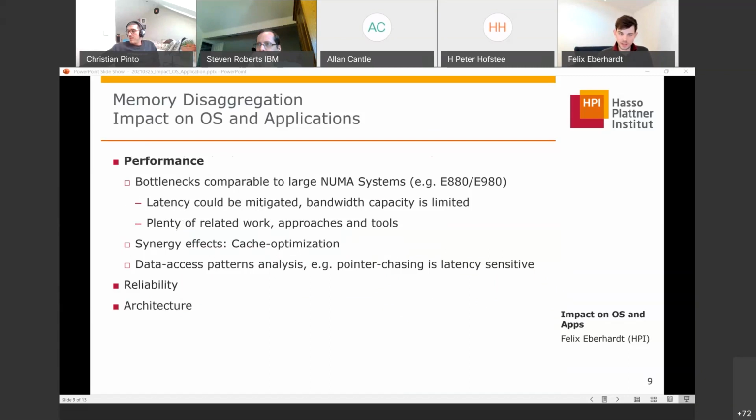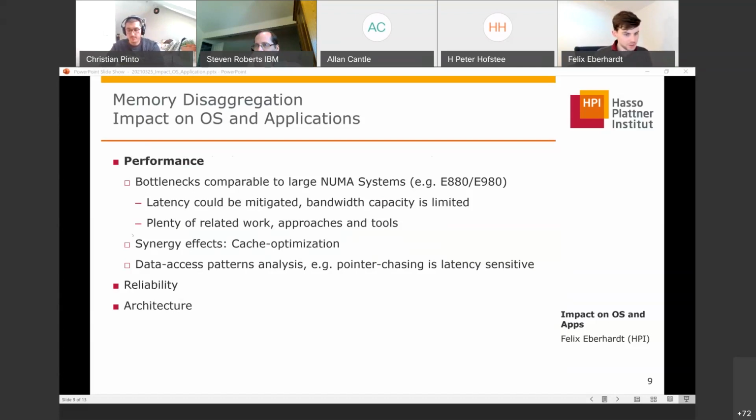There is plenty of related work, right? There are approaches and tools to tackle the NUMA impacts for applications. All these could be used to work with memory disaggregation or memory inception with Power 10. So you can say that latency, for at least some cases, can be mitigated. Of course, bandwidth will be limited, and that will be a problem if you have a lot of cores working in parallel on this borrowed memory.